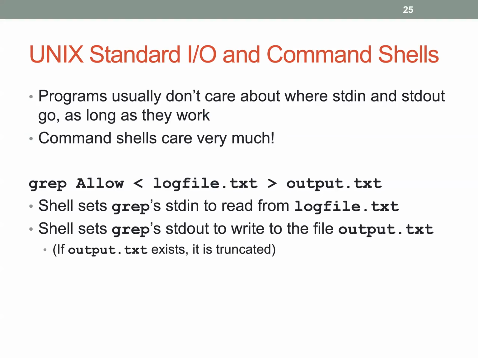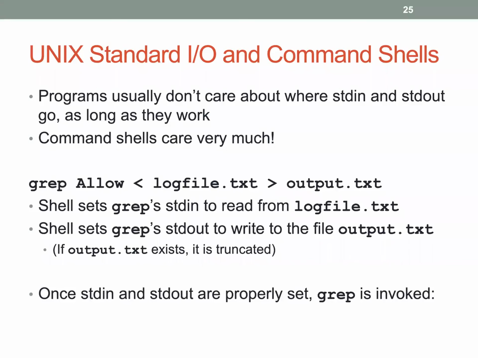Like I have on the slide, the shell sets grep's standard in to read from logfile.txt and sets its standard out to write to the file output.txt. If it already exists, then it's truncated. You can do double greater than, and it will append instead of truncating, but single greater than truncates first. Once standard input and standard output are set up, then grep is invoked.